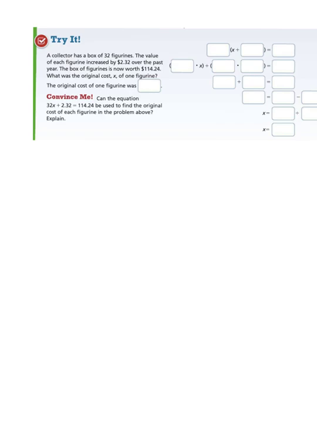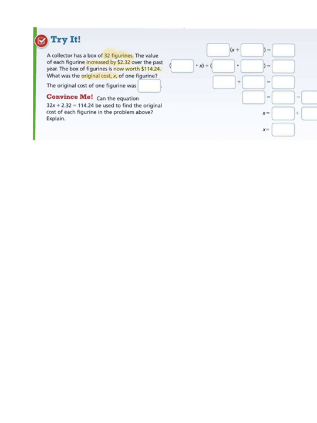Okay, get your highlighter out. Let's highlight what we know. Well, we know we have 32 figurines. We know they increased by $2.32, so we're going to be adding that. We don't know the original cost of each because they're calling it X, and that's what they want us to find. And we know that the total is now worth $114.24.